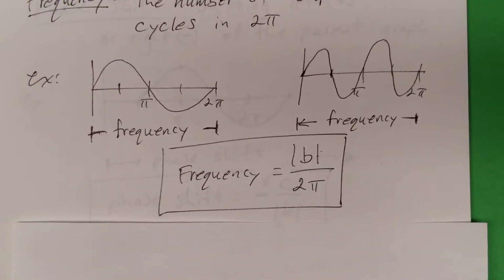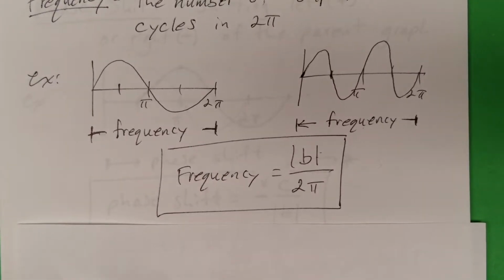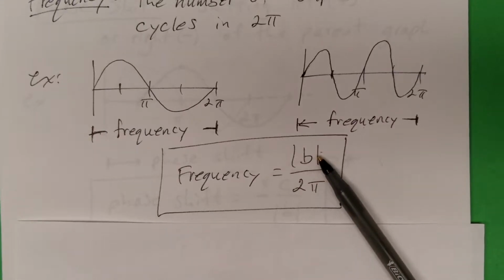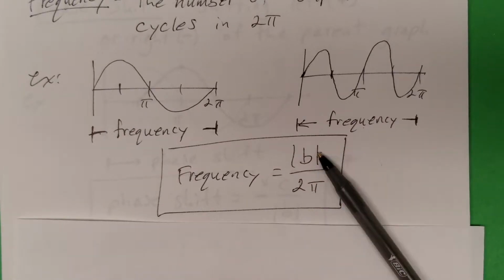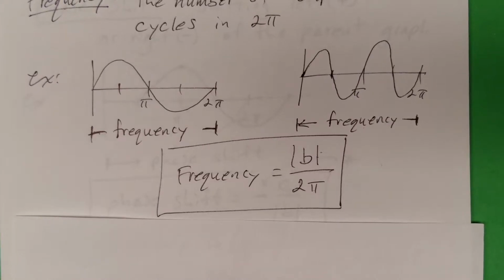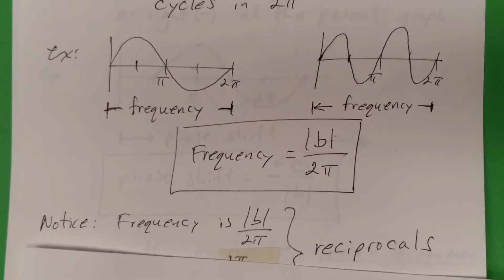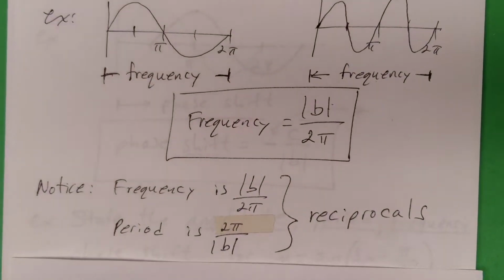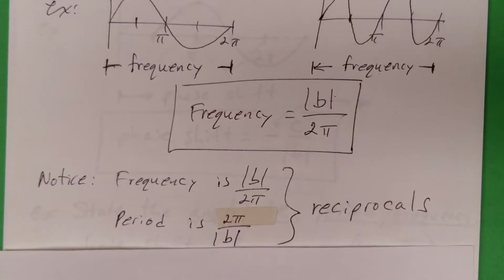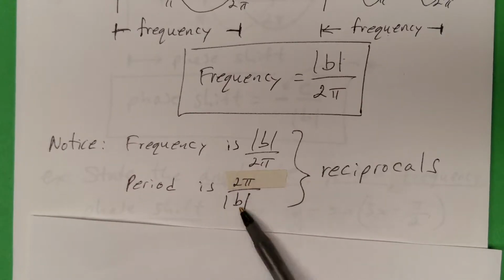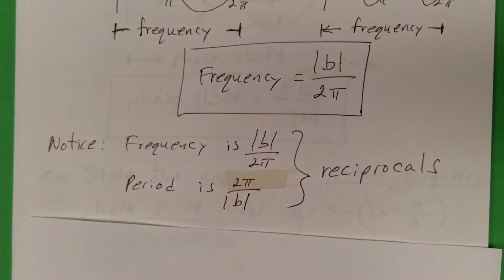How do you find the frequency? It looks exactly like period, but the other way. The 2 pi is on the bottom. So the b number divided by 2 pi. That's how you get frequency. The other one was period. This is frequency. I put them together for you. Notice how they look alike. The frequency is done this way, and the period is done this way. Notice that they're reciprocals. You just flip it over depending on which one you want.